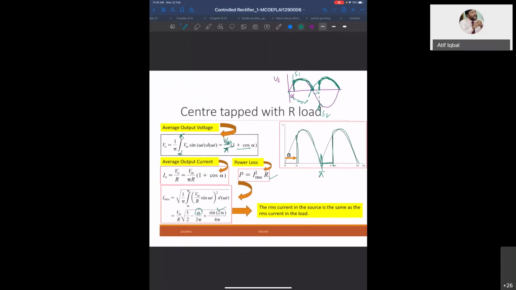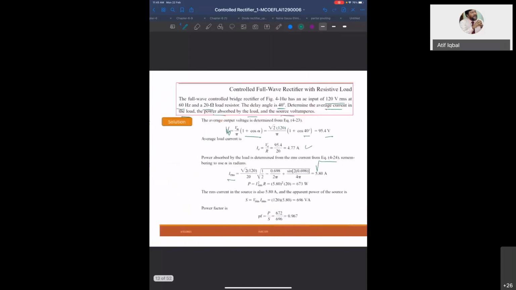Remember this alpha, you have to put in radians, okay? Not the degree value. Degree is 40 degrees. So you have to convert this 40 degrees to radians and then you put it here. Understand?